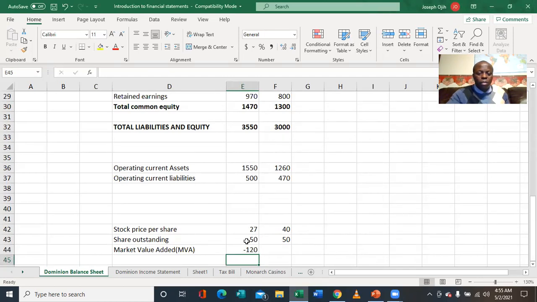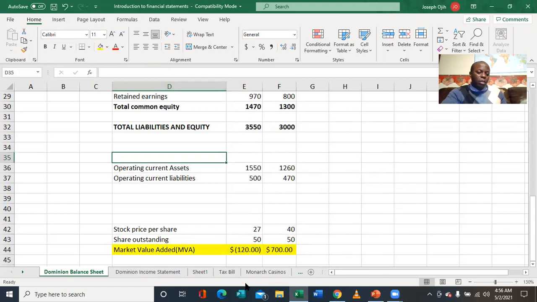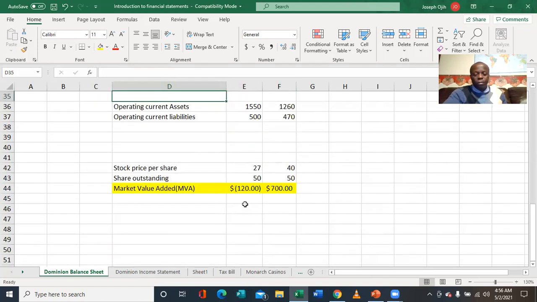So all these things are in millions of dollars. It's positive in 2020, but negative in 2021. This one is money, so I can just make it currency right here. So it indicates trouble like the other one. I'm sure you are understanding this.